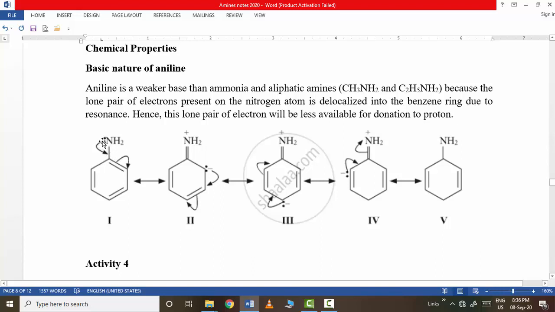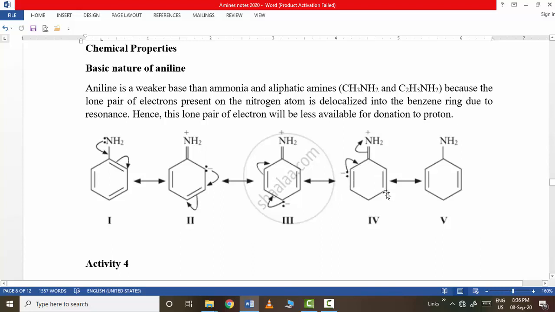This lone pair of electrons will fall here and form a double bond. Nitrogen will have a positive charge, indicating the nitrogen has lost the lone pair of electrons. So when the lone pair drops down here, this double bond will be shifted here. So the lone pair will be shifted here, and then again it will be shifted here in the third resonance structure. Then in the fourth resonance structure it will be shifted onto this carbon.